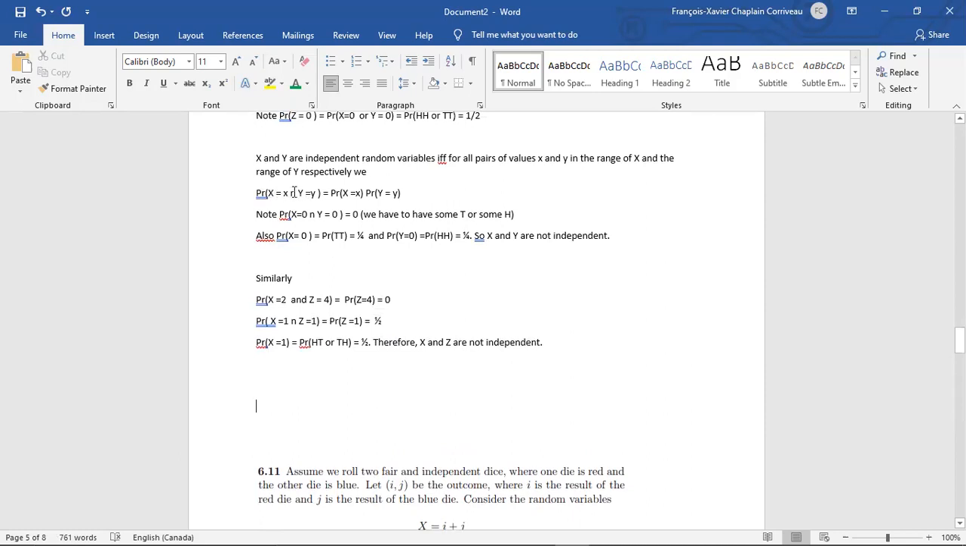Essentially, switch the y for z here. So when I put x is equal to 1 and z is equal to 1, is it equal to x is equal to 1 times z is equal to 1? And the answer is no. This is a half. This is a half times a half. So I don't have.